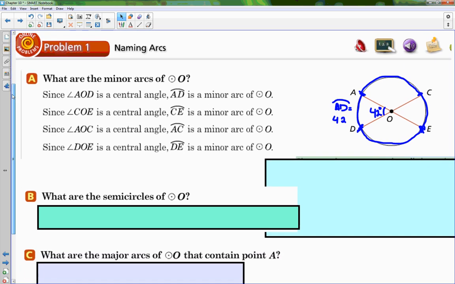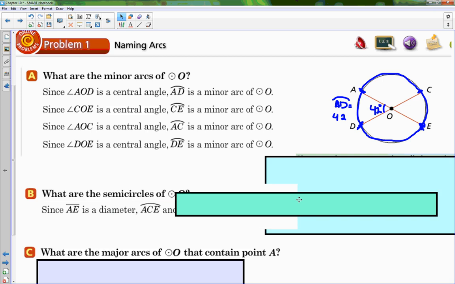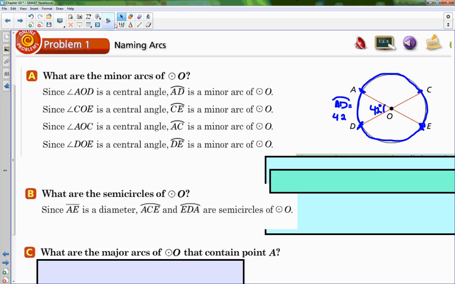Semicircles are the end result when we have an arc along the diameter. So if you look, AE is a diameter. So ACE and EDA are both semicircles.